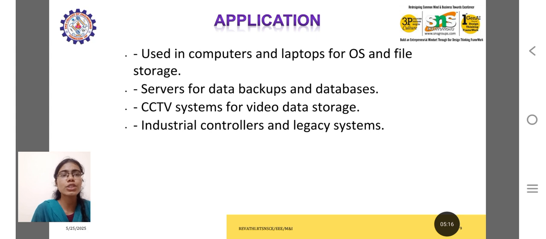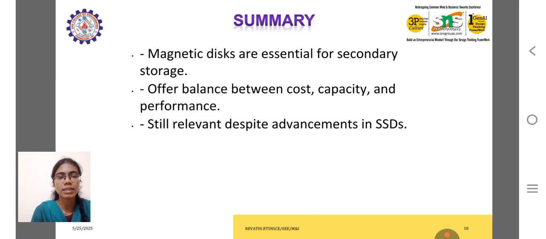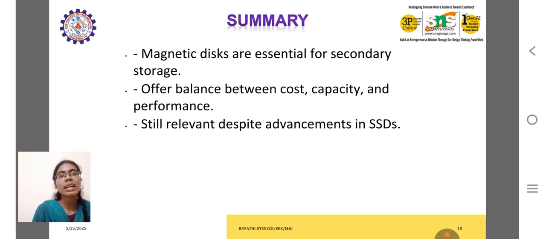As for applications, it is used in computers and laptops for OS and file storage, servers for data backup and databases, industrial controllers and legacy systems, CCTV storage systems, and video storage. So magnetic disks are essential for secondary storage if you want to store data as a personal copy. They are still relevant despite the advancement of SSDs. Cost, capacity, and performance offer a balance.